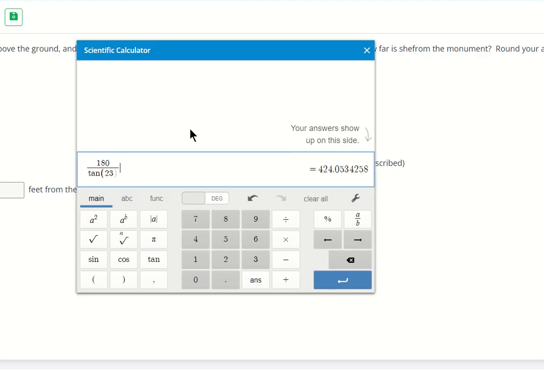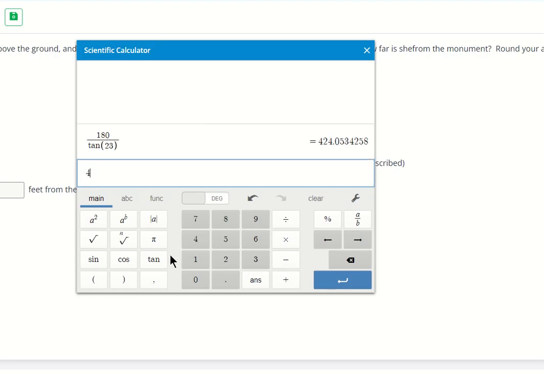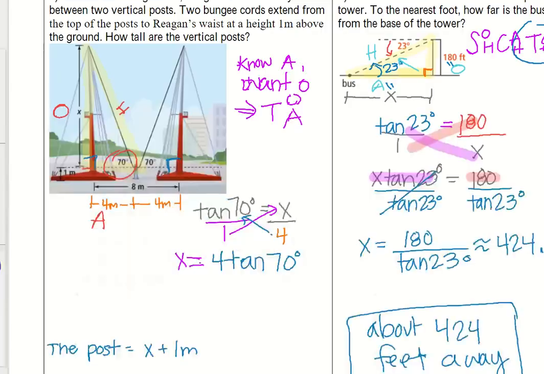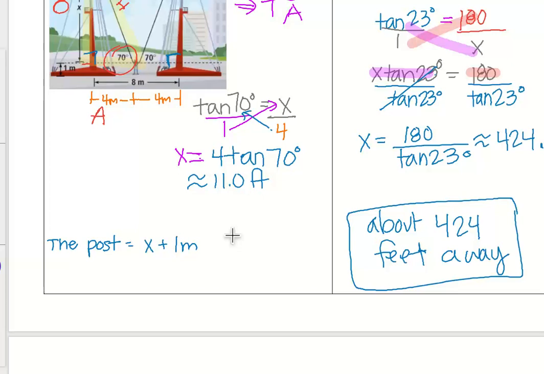So 4 tan 70 is 10.98. That 8's going to round that 9 up to a 0, which means we really have 11.0. So x is approximately 11.0 feet. And so if I plug that in, that means that the post is 12 feet tall.